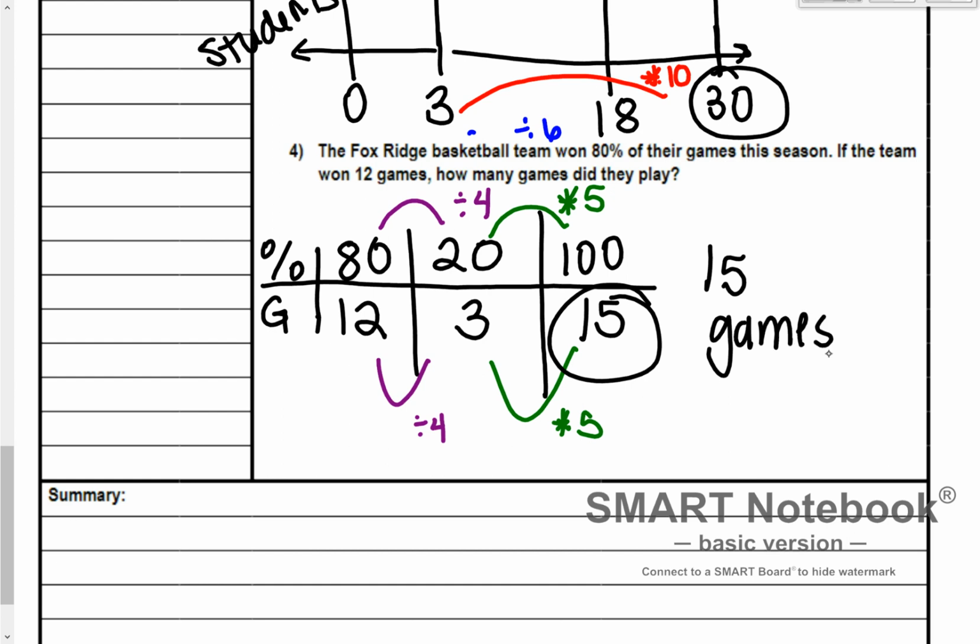Which makes sense, because if 80% was 12 games, it would just be a little bit more, since 80% is almost to 100. All right, so that is what we do when we are missing the whole or the total. We use double number lines or ratio tables to get to 100% and see what number corresponds with that 100%.